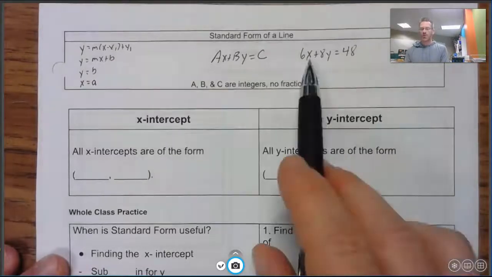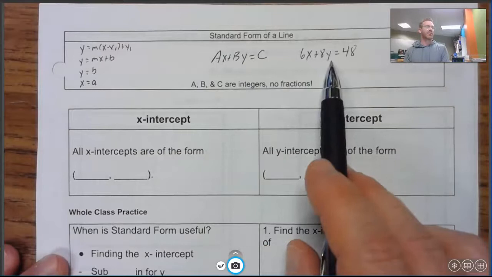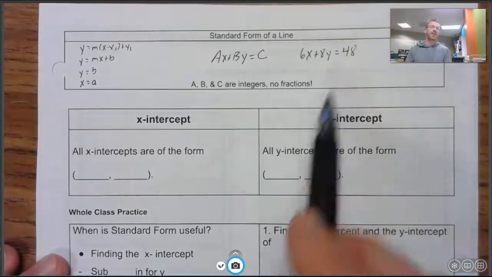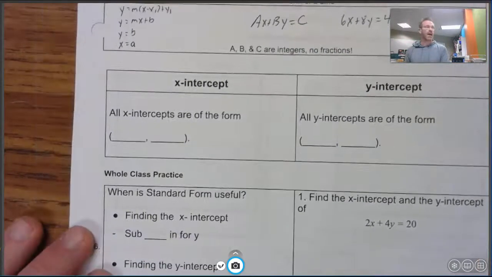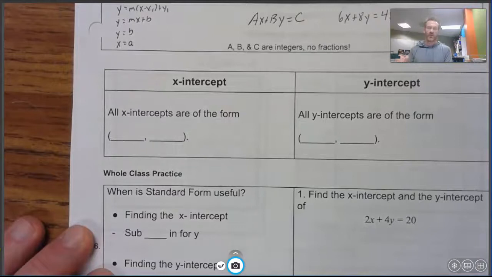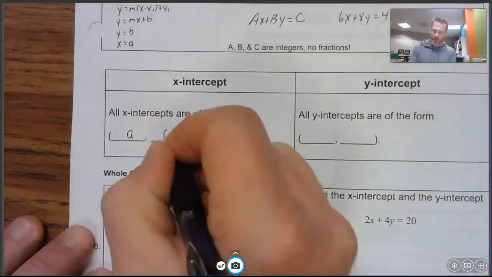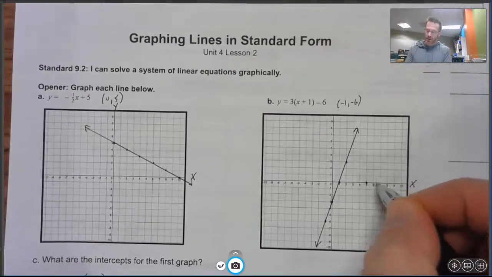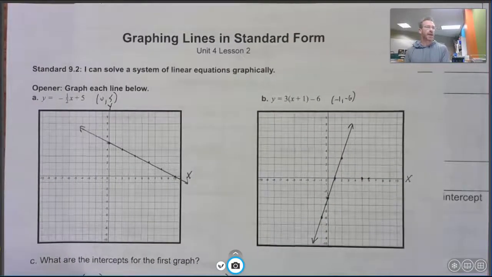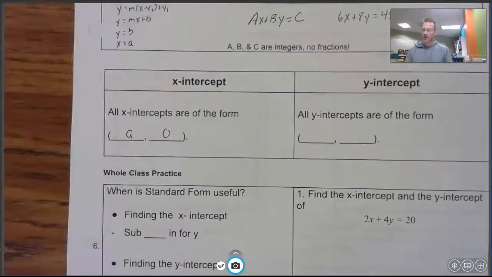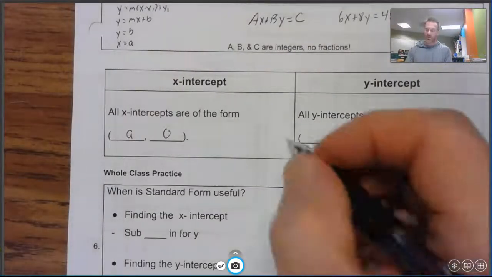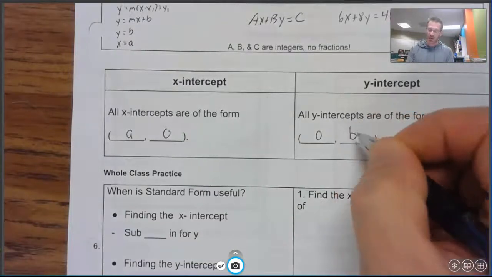Now, what we're going to do to graph a line in standard form right now is we're going to find the x-intercept and we're going to find the y-intercept from that equation and then use that to sketch the graph. So now all x-intercepts are of the form (a, 0), because if a point is on the x-axis, there is no height, so what we know is that the y value will always be 0. Y-intercepts are going to be of the form (0, b).